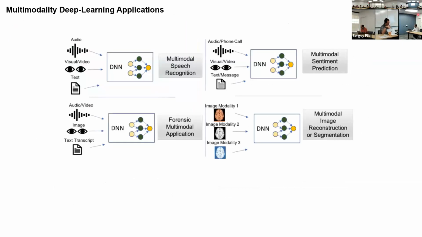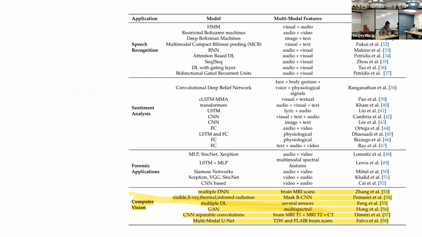And go to the second slide. They described 4 applications of multimodality to deep learning, such as multimodal speech recognition, forensic applications, sentiment prediction, then multimodal image reconstruction or segmentation. Finally, they summarized some papers related to these 4 applications in the table.